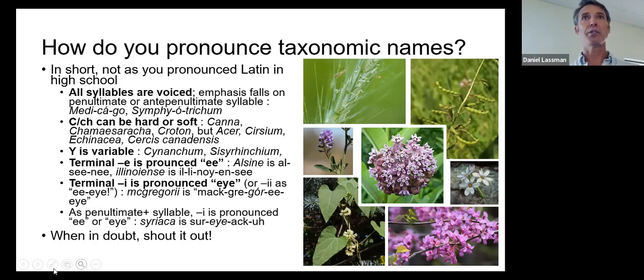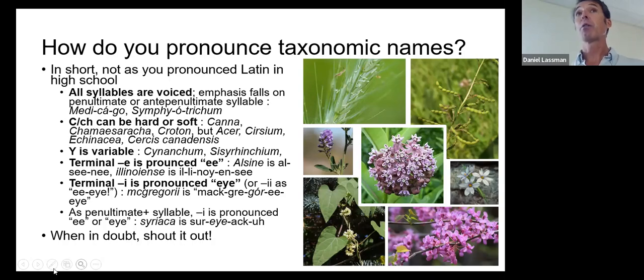Otherwise, you sound like an ecologist. Sorry. So Alcine, not Alcine, Alcini. Illinoisense, not Illinoisense. If you do that, you will sound like a taxonomist. Terminal I's are always pronounced I. And sometimes when they're doubled, it's EI.